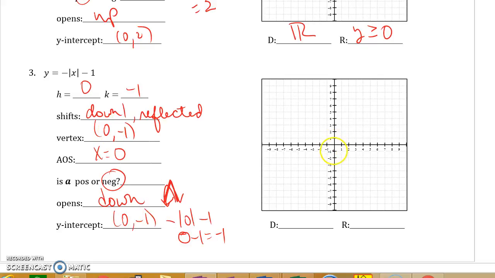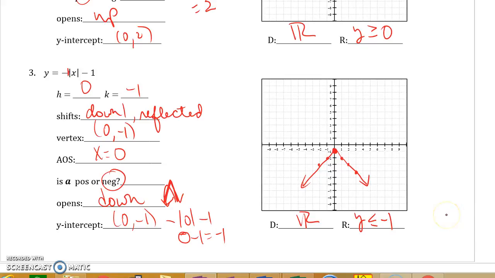So our vertex is at (0, -1). And our slope is -1, so we should go down 1 over 1, down 1 over 1. And then you can make your V. Domain, all real numbers. Range, y is less than or equal to -1.